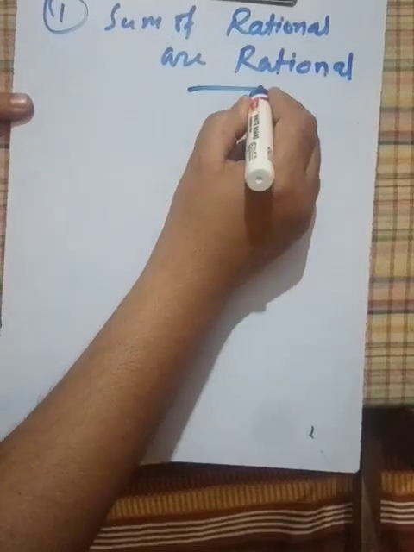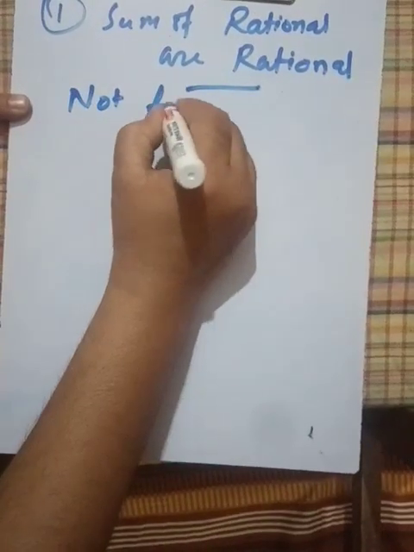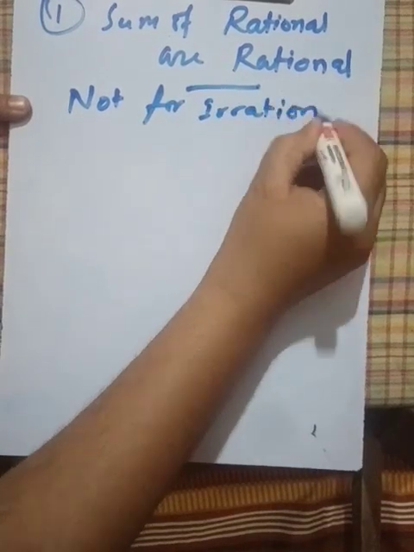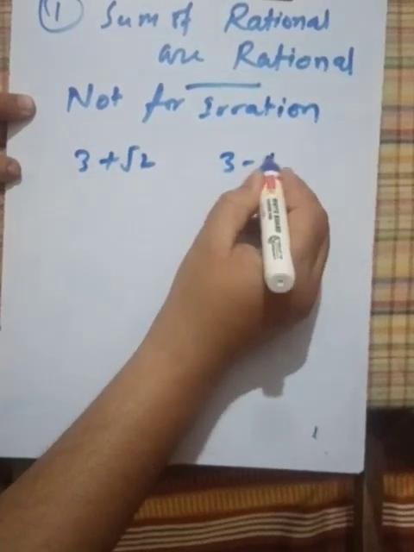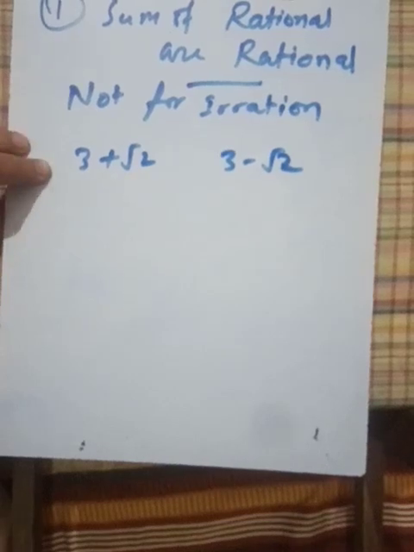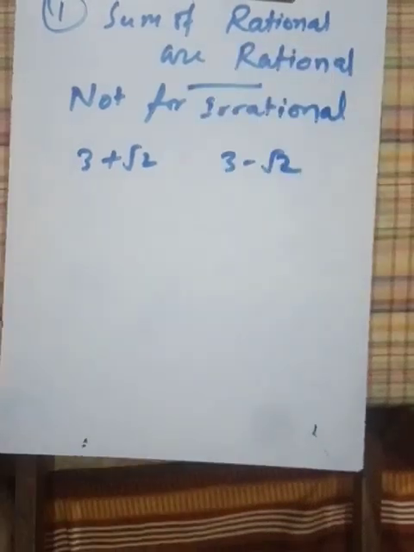Why will it not be correct for irrational? I am writing here, not for irrational. Suppose you take 3 plus root 2 and 3 minus root 2. The sum will be only 6. So the sum of two irrational numbers will either be irrational or rational.